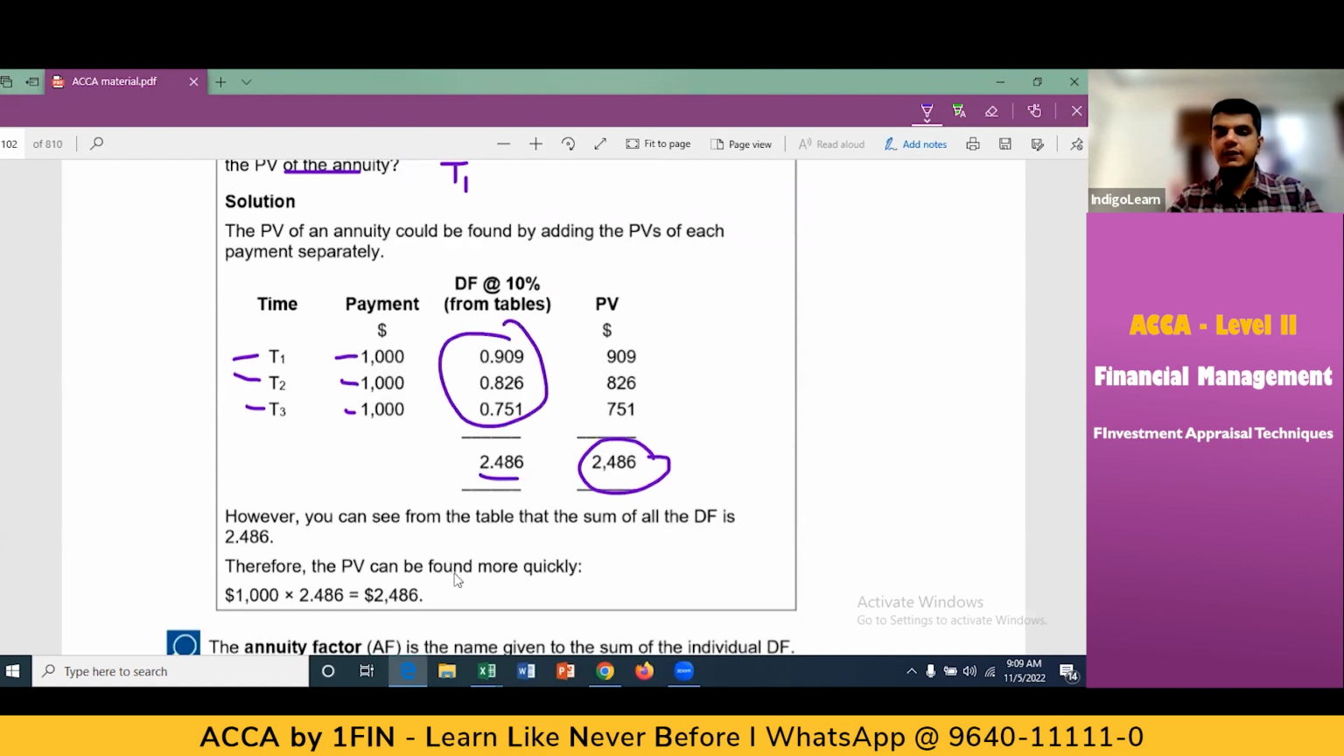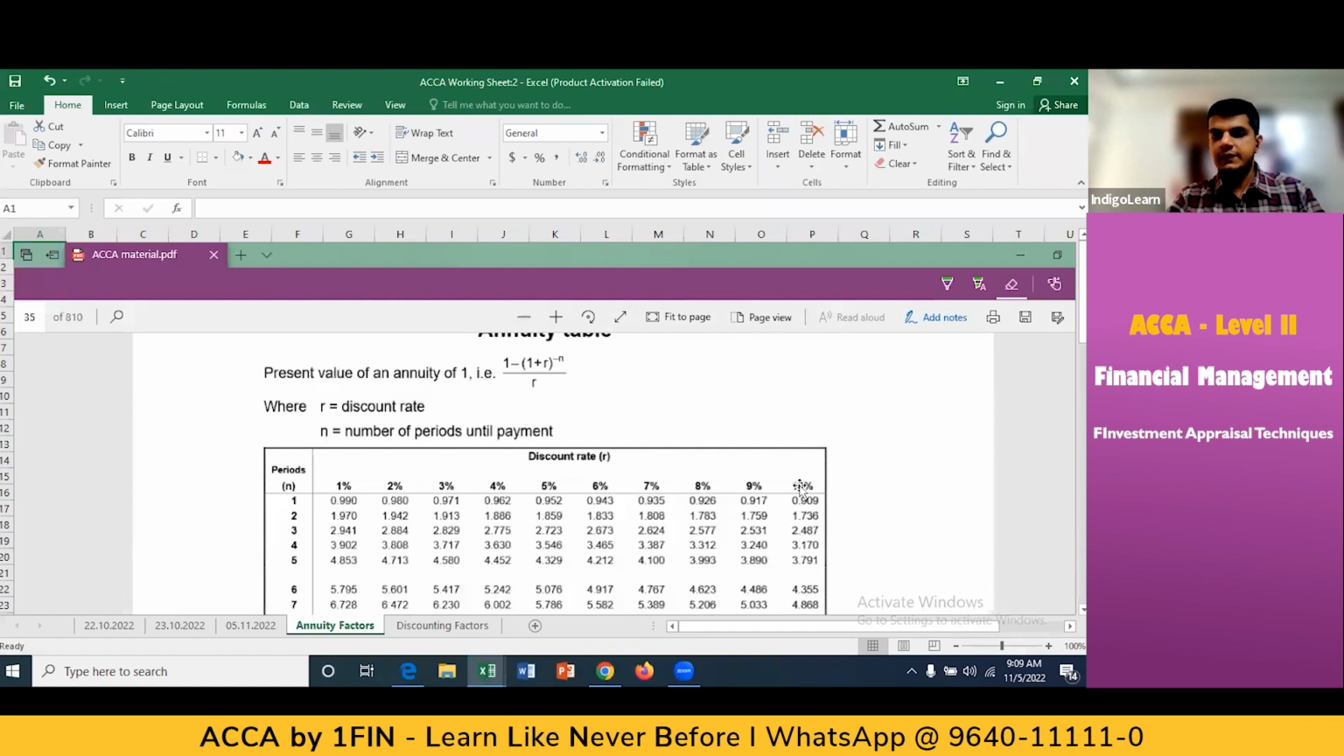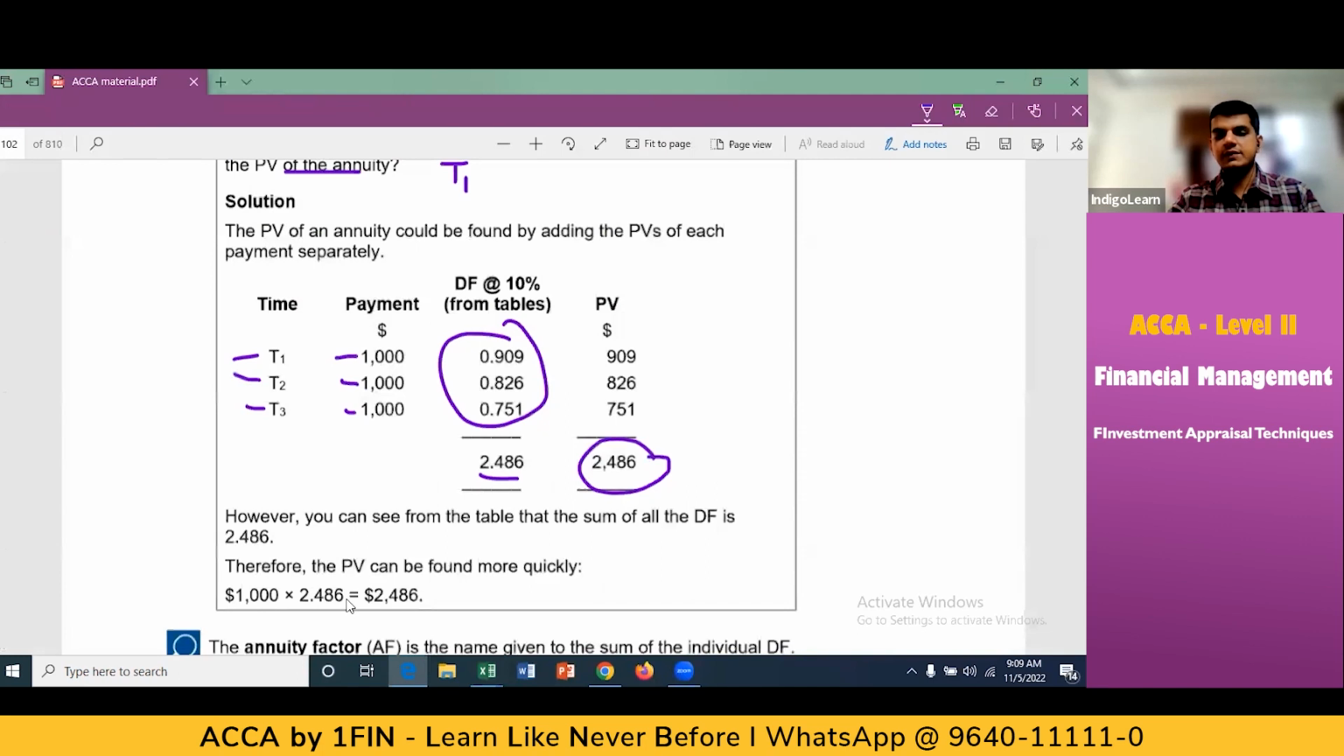How to see in the table? 10%, okay, 3 years. So it is 2.487. So directly 2.486 or 7, just a small difference might be there, into $1,000 you will get. What is exactly happening? Every time, instead of multiplying 1000 into discounting factor and totaling, we'll just sum it up. But when will it work? When the amount received every year is same. If the amount received is same, then only you can multiply annuity factor.